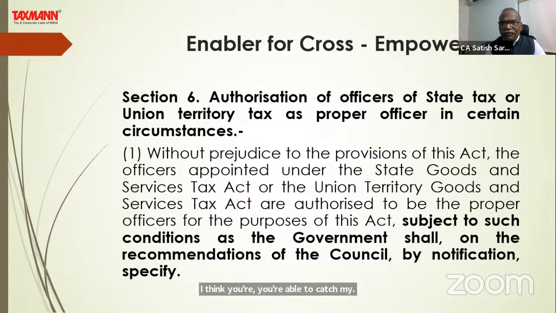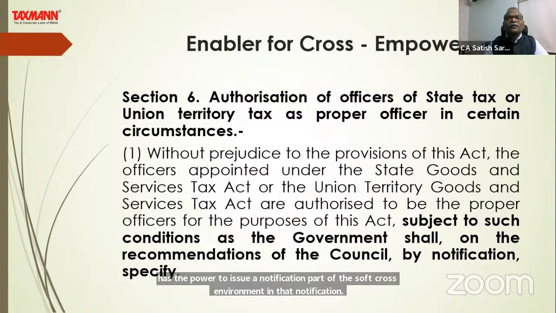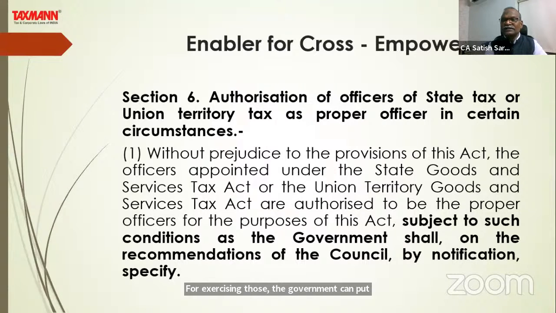For the purpose of empowerment, as per the recommendation of the council, the central government has the power to issue a notification for the purpose of cross-empowerment. In that notification, for exercising those powers, the government can put some conditions. That is what the plain reading of this section says.